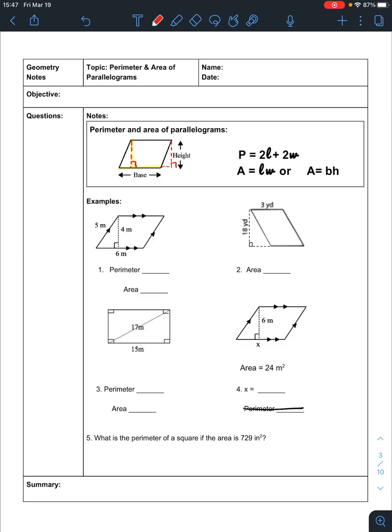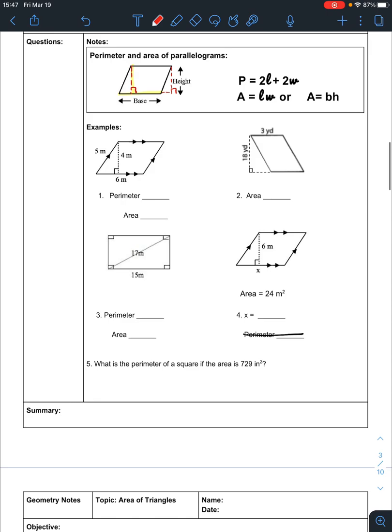So if we look at number 1, I want the perimeter and I want the area. So perimeter means I need to add up all the sides. Well, it's a parallelogram, so we know that our opposite sides are congruent. So if I use the formula, then perimeter is 2 times the length and 2 times the width. And it doesn't matter which one you call which, but we have 2 times 6, which is 12, plus 2 times 5, which is 10. So the perimeter is 22, and it's 22 meters. Perimeter is a linear measurement.